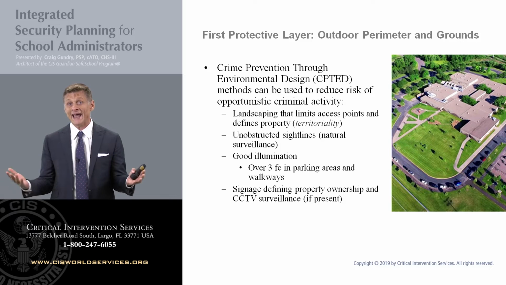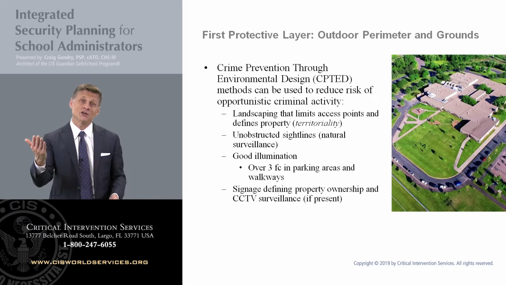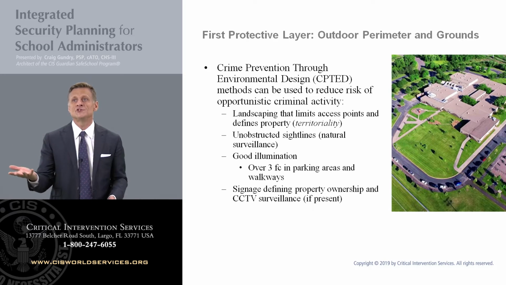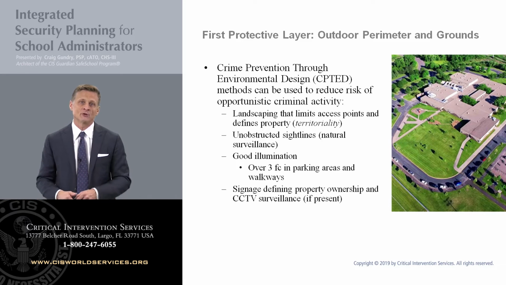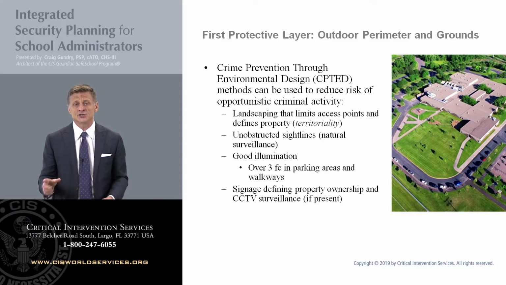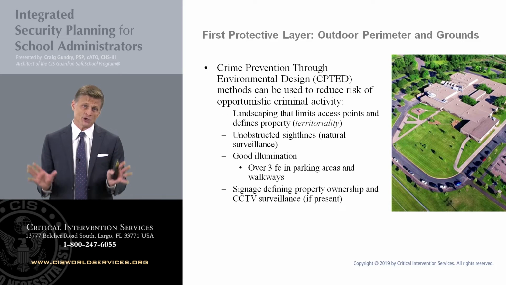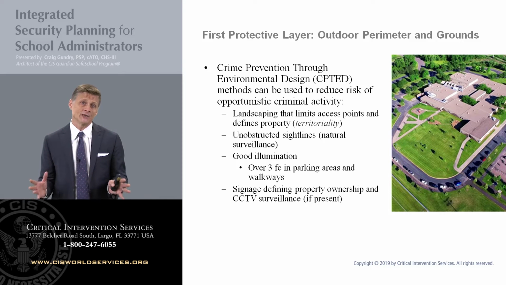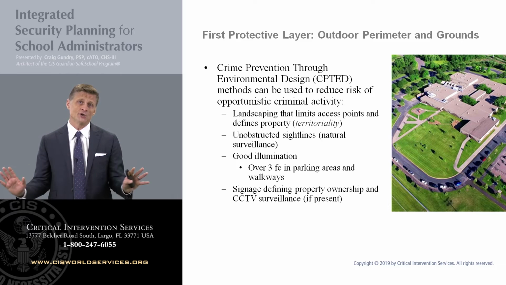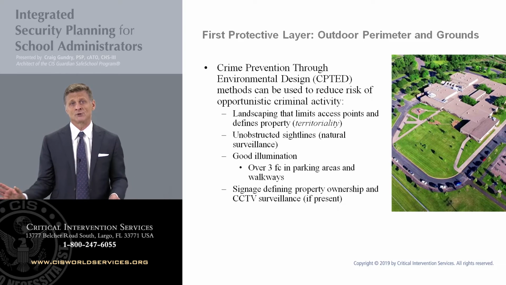That will at least provide adequate illumination for recognition of activity and subject identification, where the guideline is 2 foot-candles, but then also improves the perception of safety in the environment for those students that happen to be outdoors at night. And then having adequate signage defining property ownership to discourage casual trespass. And if we have CCTV surveillance around the outside of the campus, putting signs up that this campus is under video surveillance will also help discourage criminal activity.